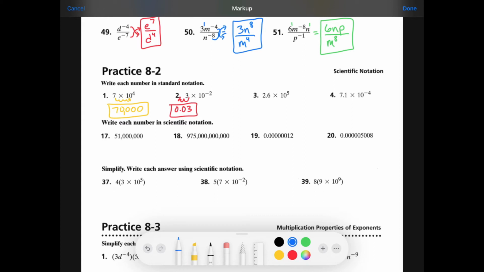2.6 times 10 to the 5th. If you move it once, it becomes 26. And you have to move it 4 more times, so there'd be 4 more zeros behind it. 260,000.